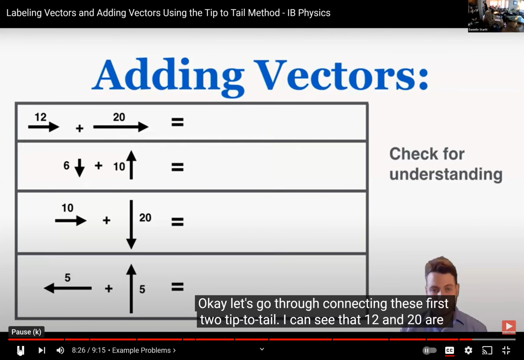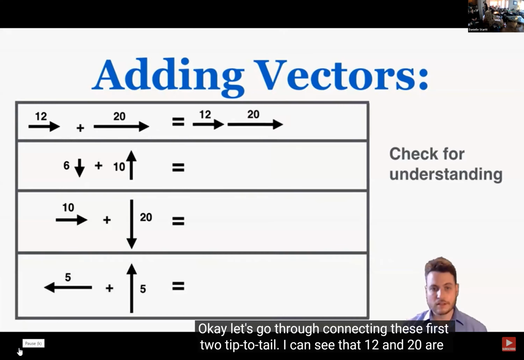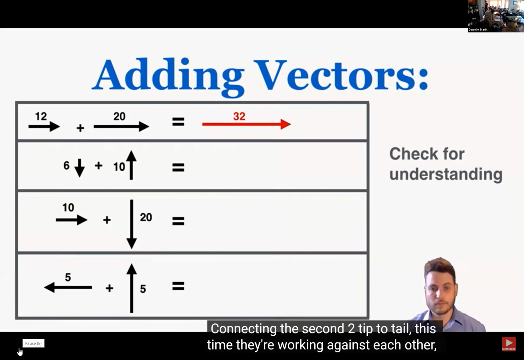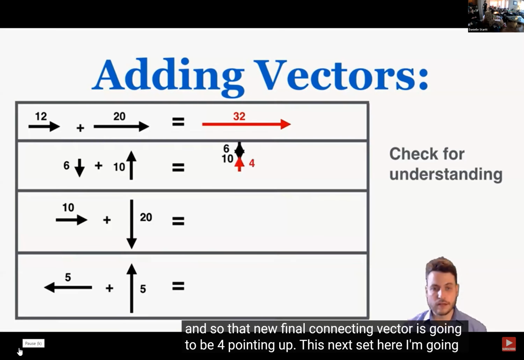Let's go through. Connecting these first two tip to tail, I can see that 12 and 20 are just working together, so that overall vector is going to be 32 to the right. Connecting the second two tip to tail, this time they're working against each other, and so that new final connecting vector is going to be 4 pointing up.